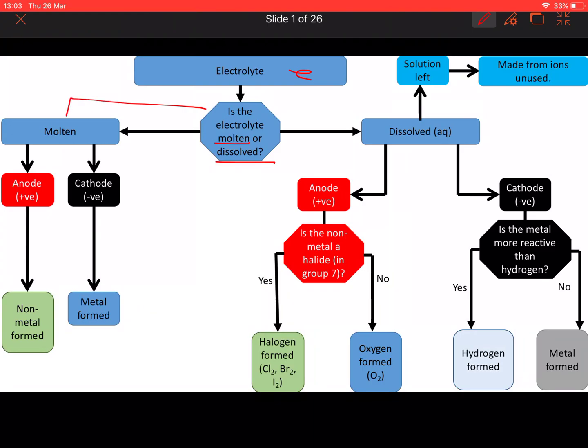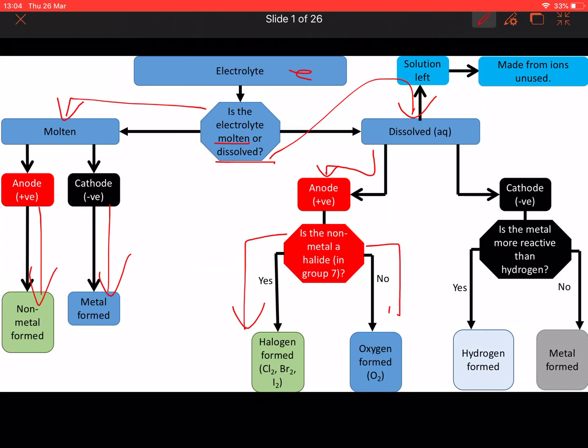If it's molten, we go this way, and then it's nice and straightforward. Our non-metal will be formed at our positive electrode, and our metal will be formed at our negative electrode. They won't give you anything else that could complicate that. If, on the other hand, it is dissolved, life becomes a lot more complicated. We need to look at the positive electrode and look at what our non-metal in our electrolyte is. If it's a halide, that means it's in group 7, then we'll make a halogen, so depending on what it is. If, on the other hand, it is not, then we will end up forming oxygen.